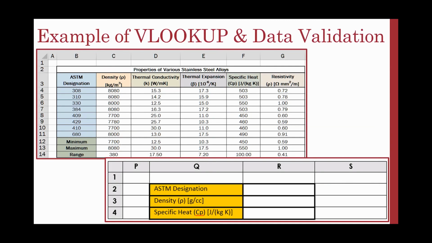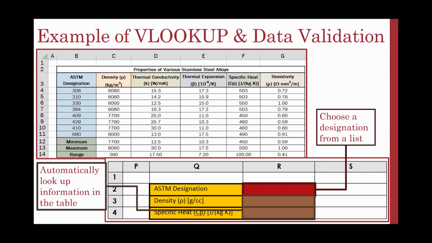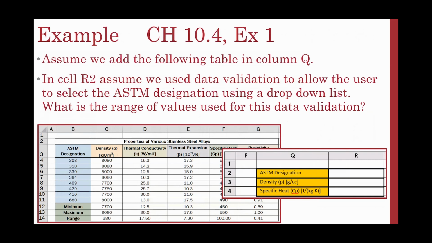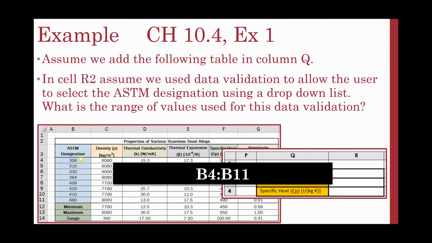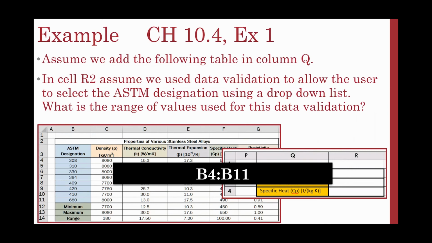So we have an example here that has VLOOKUP and data validation. I want to choose a designation from a list, and then I want to automatically look up the information in the table. So cell R2 has data validation in it, and cells R3 and R4 are going to be using lookups. We want to add the following table in column Q. And in our cell R2, we want to assume we use data validation to allow the user to select only the ASTM designations using a drop-down list. These are the only options that we want, and it's from B4 to B11. So the range of values we're going to use in our data validation is B4 to B11.